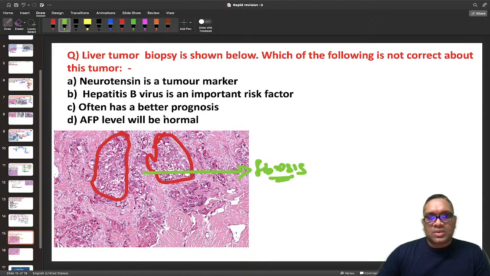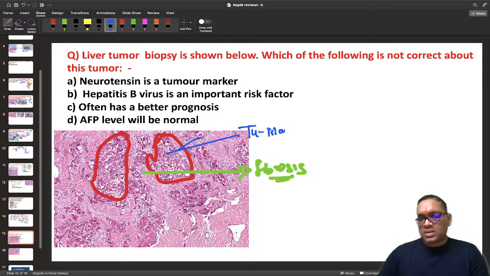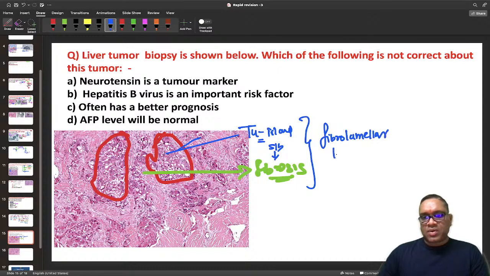So what I am showing you is a tumor island, which is surrounded by fibrous tissue. So that is why this type of hepatocellular carcinoma is called the fibrolamellar type of hepatocellular carcinoma. The fibrolamellar type of hepatocellular carcinoma is a good prognostic type of hepatocellular carcinoma.